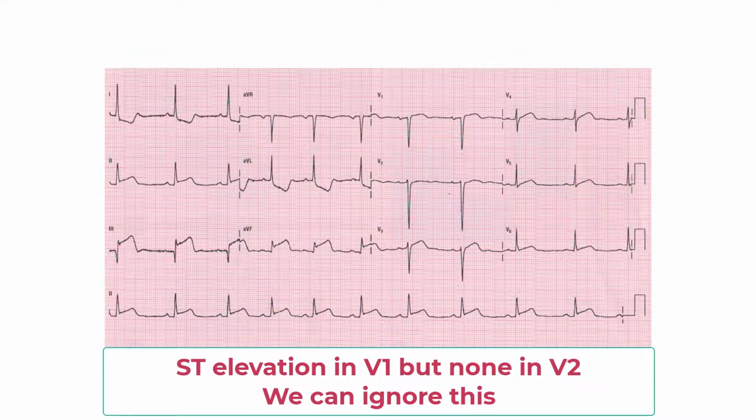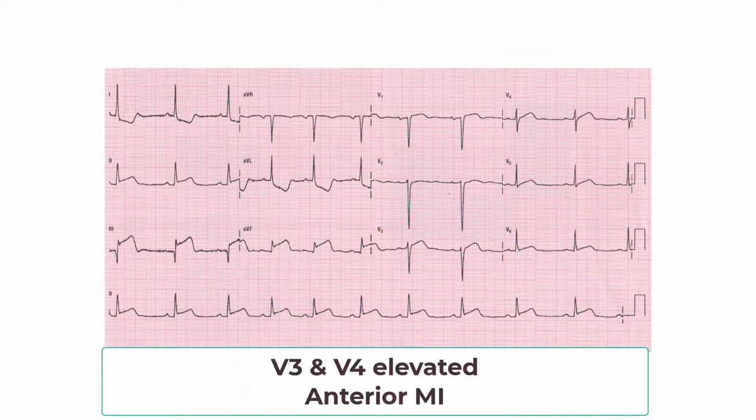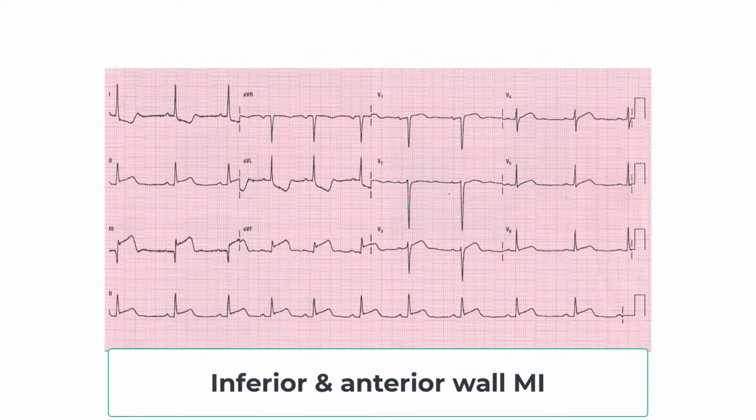Then we have ST elevation in V1, but none in V2. Because there's no relationship or no partner for V1, we therefore can disregard this. Additionally, V3 and V4 are elevated and they are together to reflect changes in the anterior wall. So we can say that in addition to the inferior wall MI, we have an anterior wall MI as well.